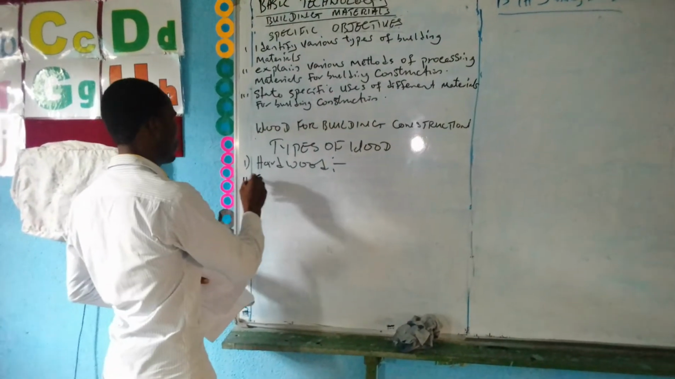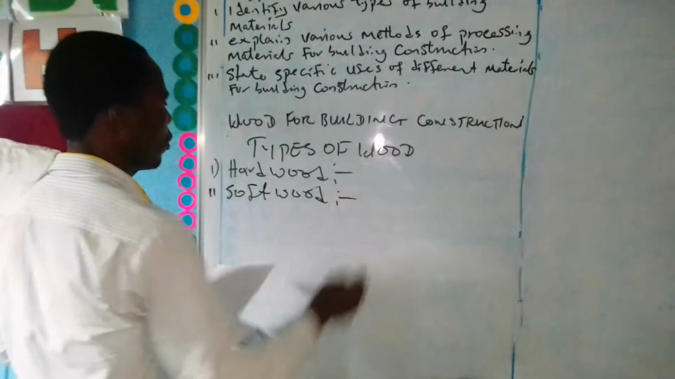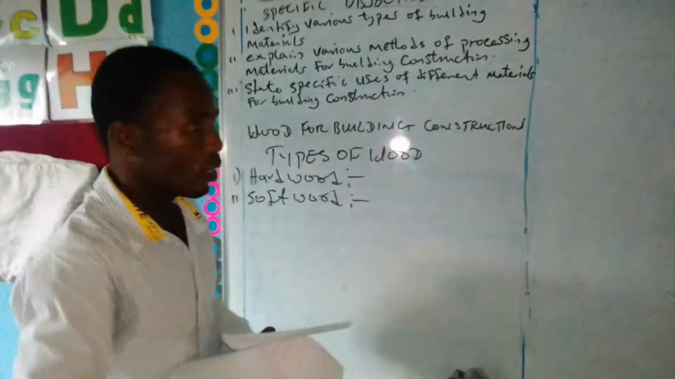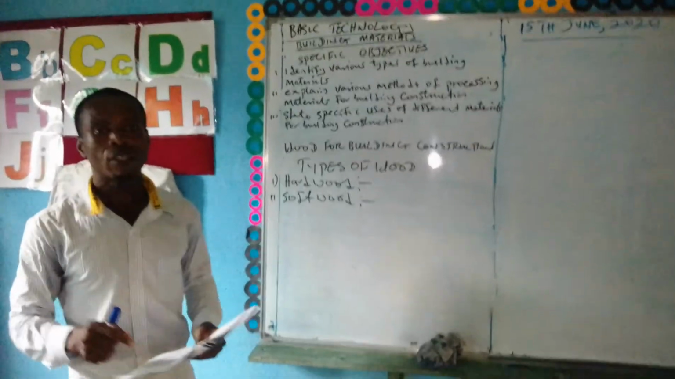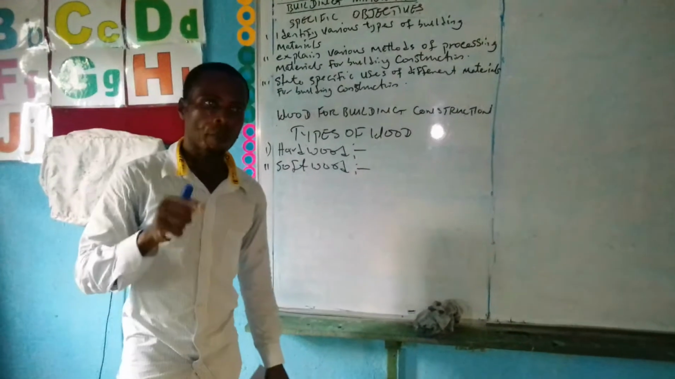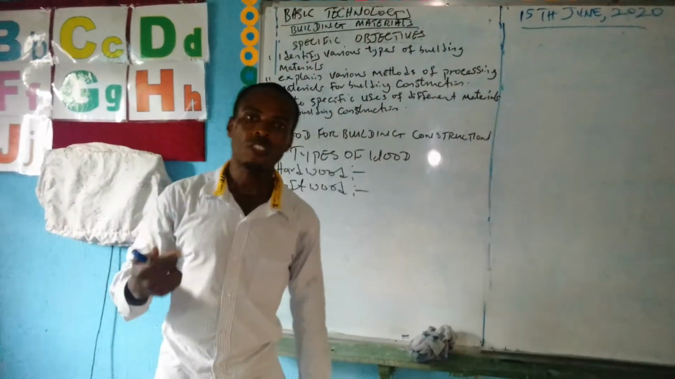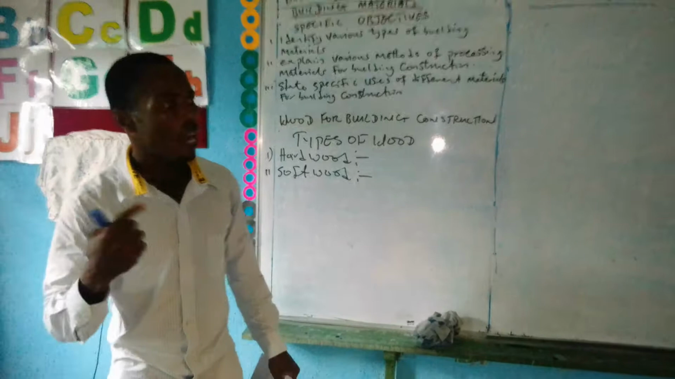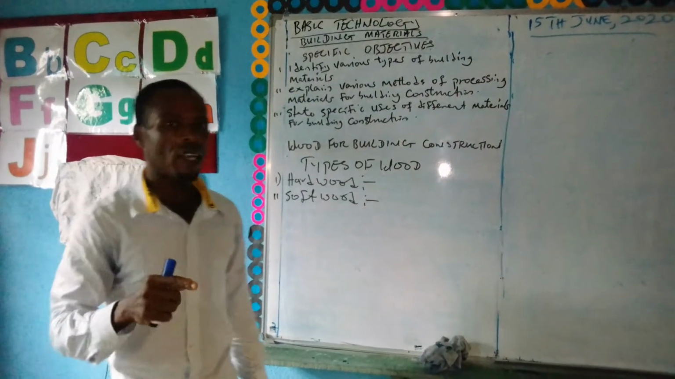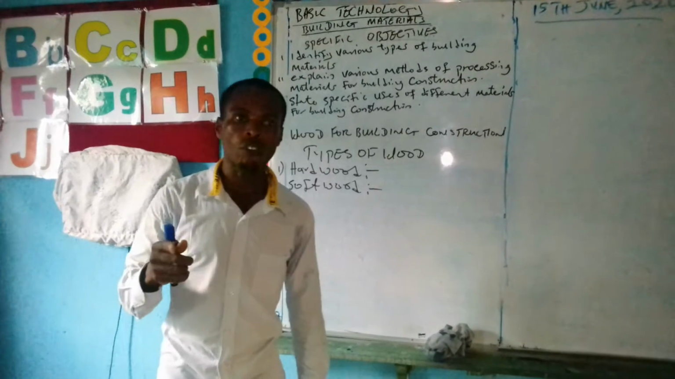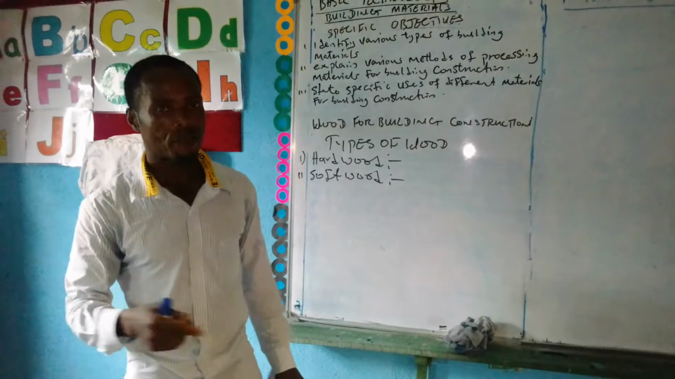We have the next one, the softwood. Softwood on the board. The softwood is obtained from coniferous trees because in the dry season they always retain their leaves. They do not shed their leaves. Examples of the softwood are the cypress, the spruce, and the cedar.